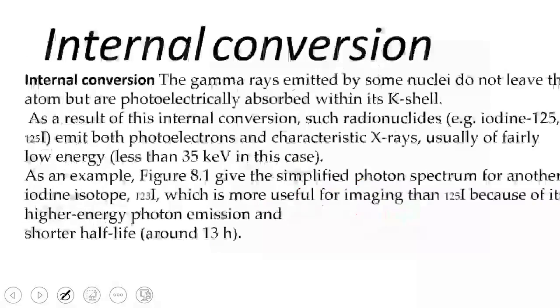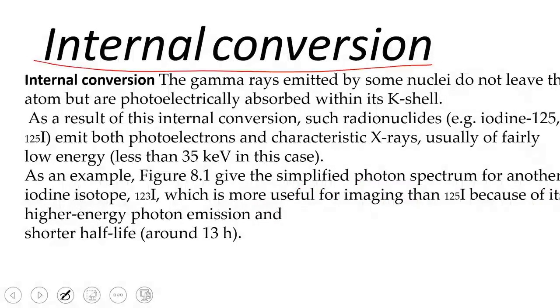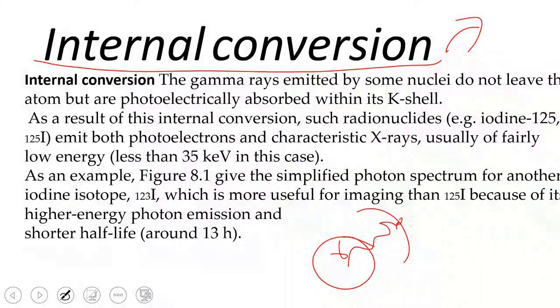And when the gamma photon comes out, it transforms. But before I get into the part about the half-life, there is something called internal conversion. What is internal conversion? The gamma photon that comes out while leaving the nucleus can collide with an electron. When does it collide with an electron? The electron is present in the shell.